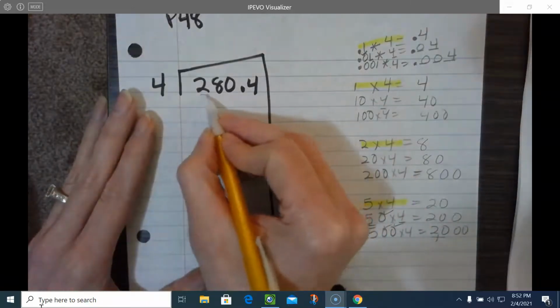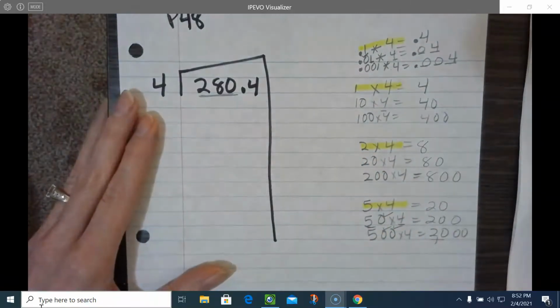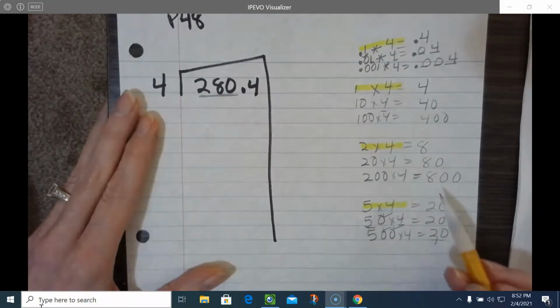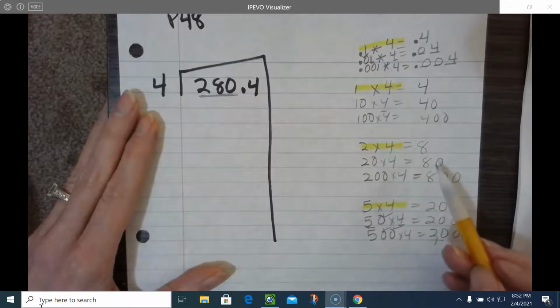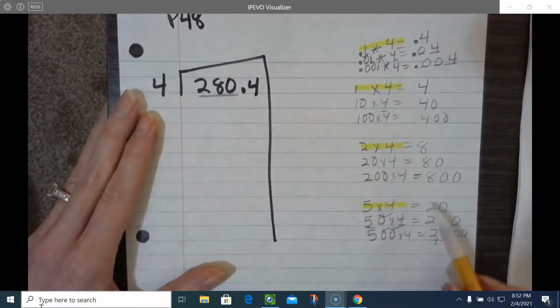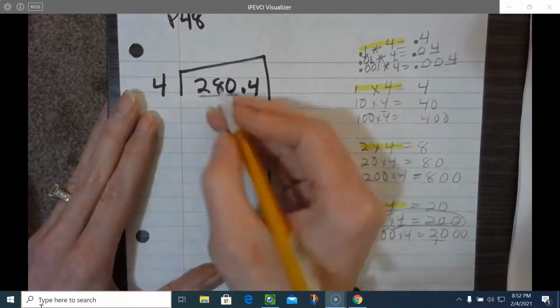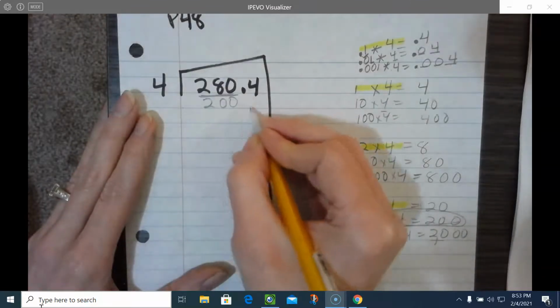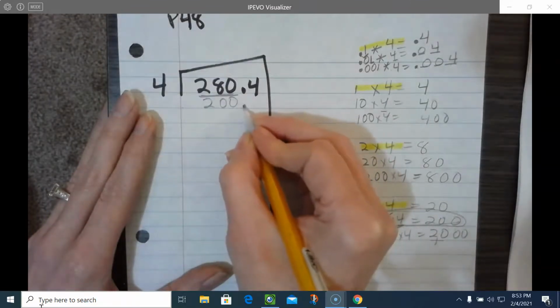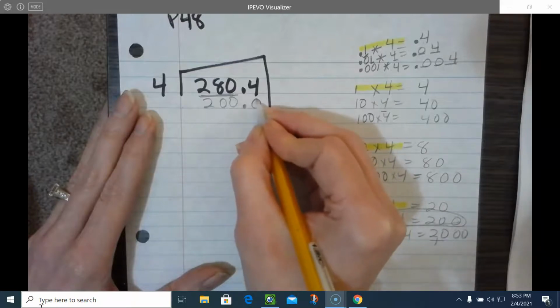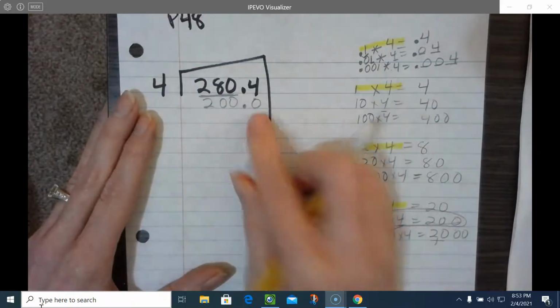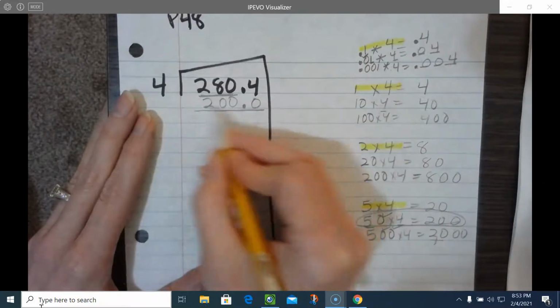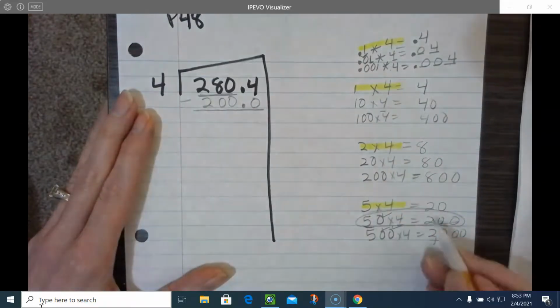So I'm going to start over here with 280. And when I'm looking for a number that's really close to 280 but not over, I'm going to find a nice big 200 right here. So then remember that I write that 200 underneath here, but because I'm working with a decimal, I'm going to mark that decimal, and then that 0 is going to be my placeholder. I do want to honor that 10th spot that is there. And then I'm going to go ahead and subtract.